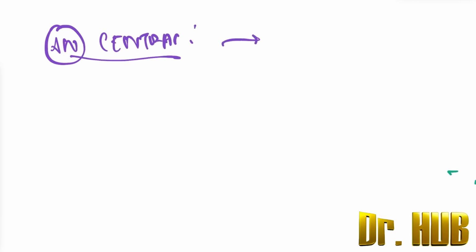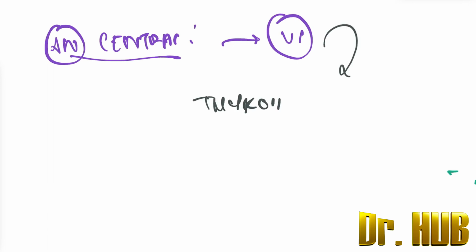Lastly, we move on to the anterior, or the central. Here in the anterior or central, the lymph node involved is the 6th, and the primary site of tumor is the thyroid as well as the midline structures.